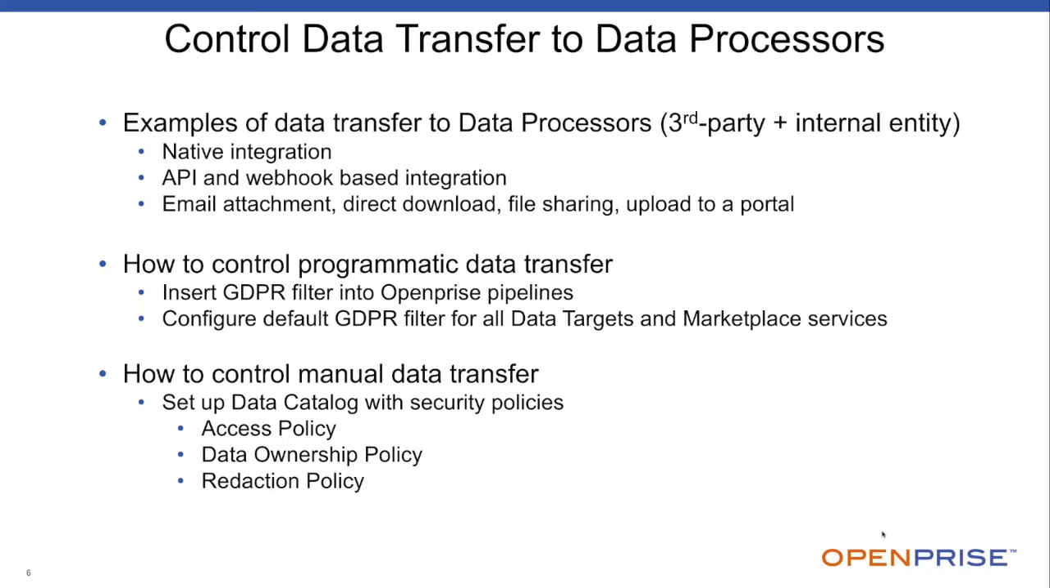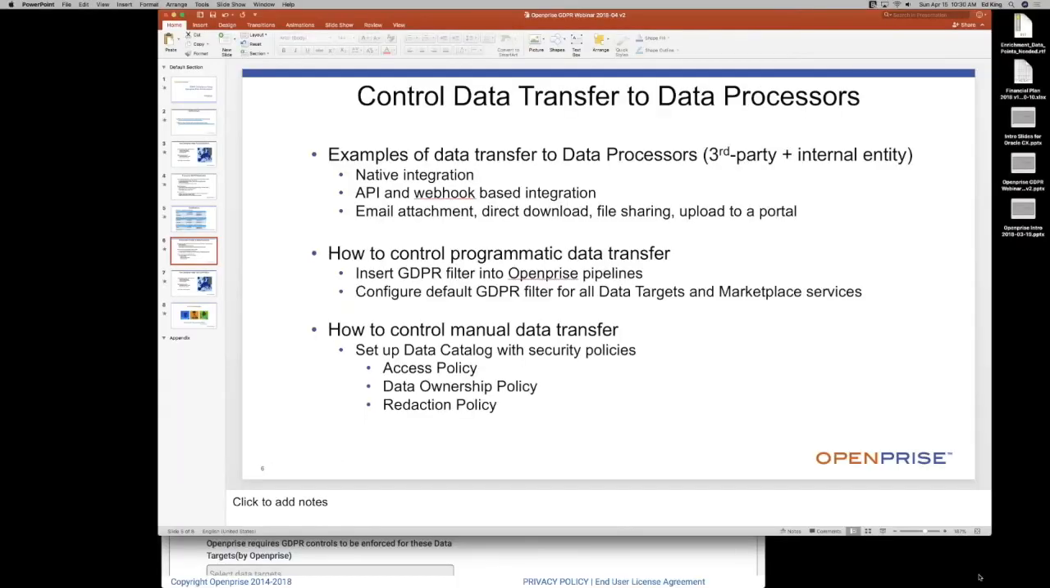To do that, you have to be able to. We allow you to put in 3 levels of data governance security policies on top of your data sets, including access policy, data ownership policy, and redaction policy. All right, let's take a look at how that's done.